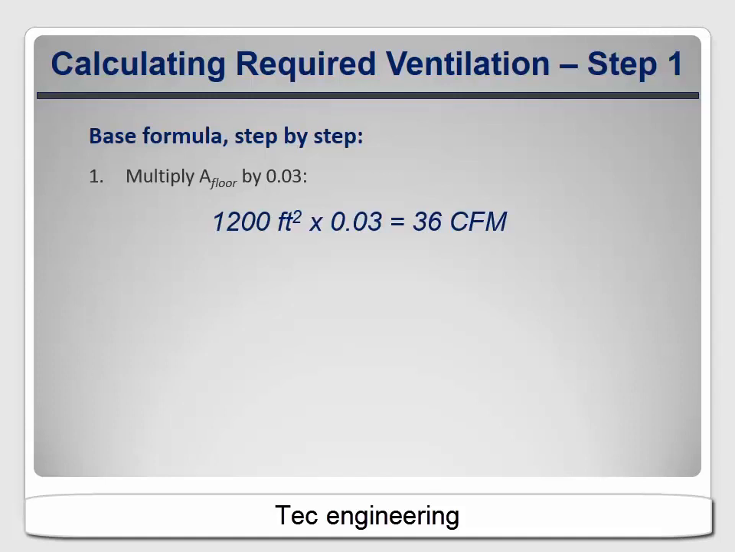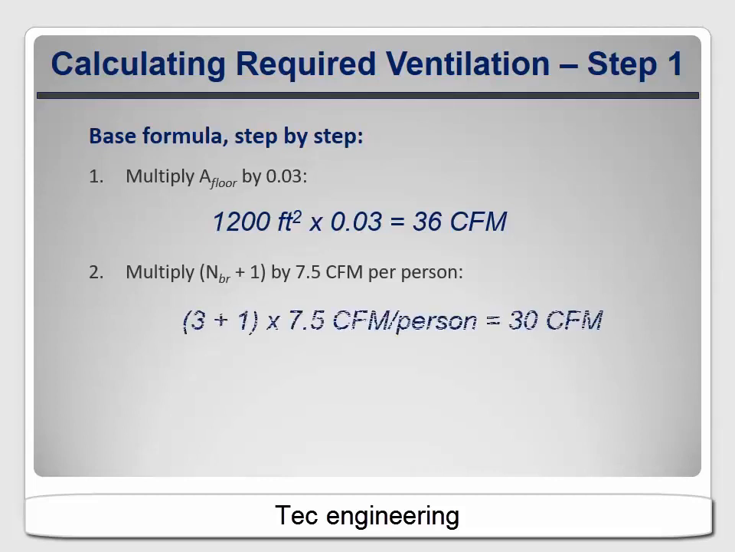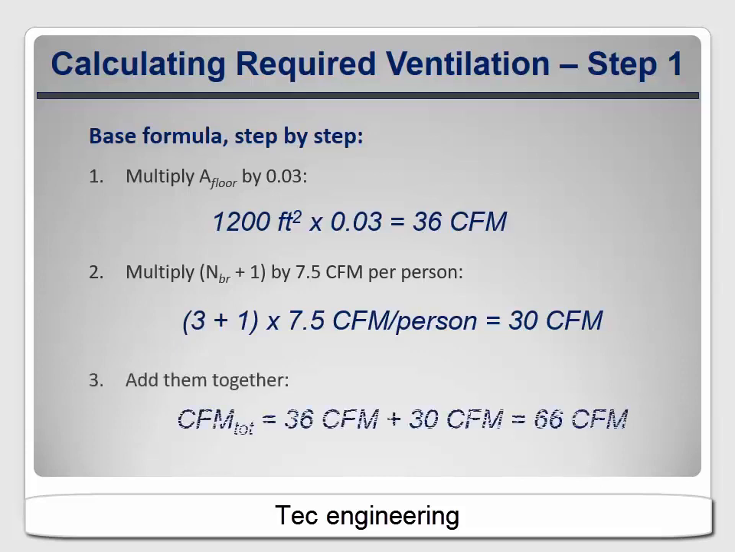The second part deals with the number of occupants, which we'll estimate based on the number of bedrooms. So we multiply 3 bedrooms plus 1, 4 potential occupants, by 7.5. That gives us 30 CFM to deal with the contaminants generated by 4 typical occupants. So we need 36 plus 30 for a total of 66 CFM of desired ventilation.